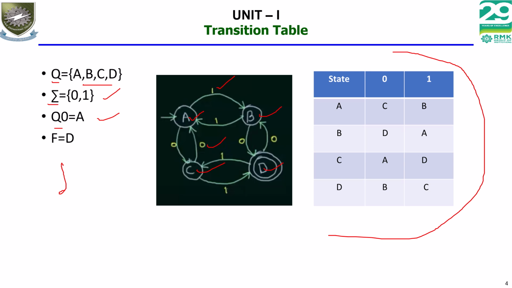Likewise, C, by taking the input element 1, moves into D. By taking the input element 0, it moves into A. D is the final state, and D, by taking the input element 0, moves to B, and by taking the input element 1, it moves to C. So this is the transition table for the given example.